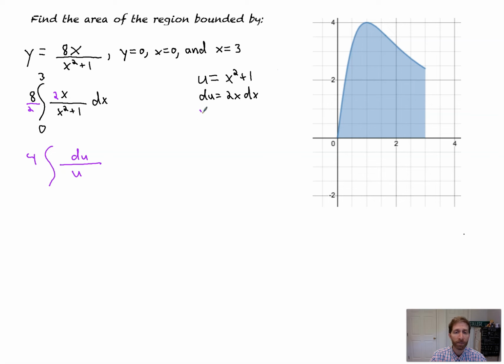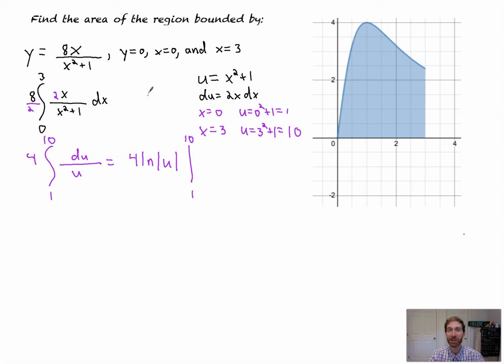Now we have bounds that we need to substitute in for. So when x is equal to 0, we get 0 squared, right? You've got u equals 0 squared plus 1, which is equal to 1. It's my lower bound. And when x was equal to 3, we've got u equals 3 squared plus 1. That's going to be 10. Whatever, we'll deal. That's equal to 10. Nice. So now we're just going to integrate it as normal. So I've got the 4 hanging out. The integral of 1 over u, well, the derivative of what gives me 1 over u? That would be ln of the absolute value of u, evaluated from 1 to 10. That's it. It's the same as we've always done, just with the ln.